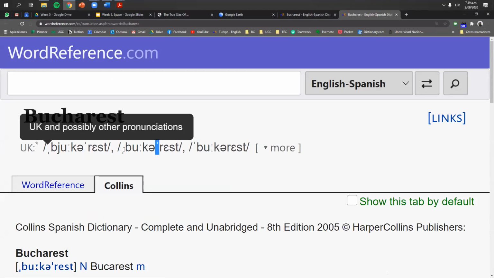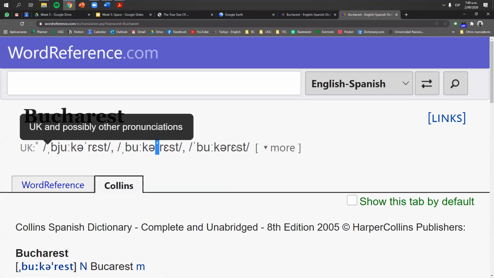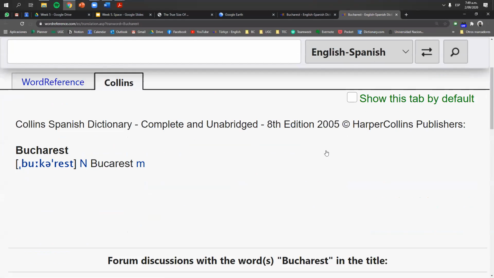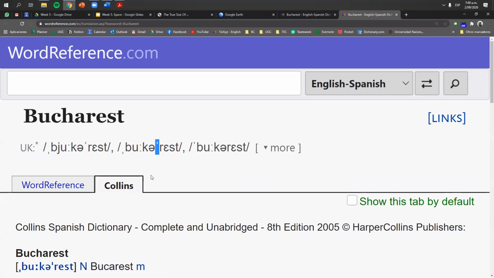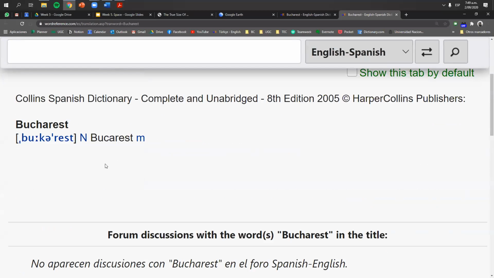Bucharest. So we know it's 3 syllables, as we can see. Although there are several possible pronunciations, as you can see. You see, we can say it Bucharest or Bucharest, you see? But as this one is presented first, it means that this one is more common, okay? You have to be careful with that.